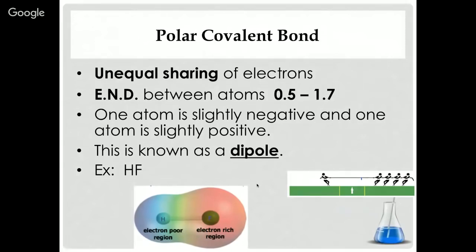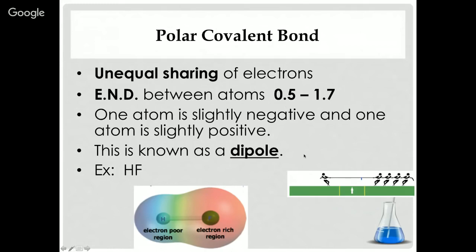A polar covalent bond occurs when there's unequal sharing of electrons. So one atom is stronger, has a higher electronegativity than the other. And the electronegativity difference between those two atoms is going to be greater than 0.4. Now I put 0.5 to 1.7. This is kind of an arbitrary ending. The reality is we don't really care too much about this because once we've identified it as being covalent, we know it's covalent. And if it is greater than 0.4, it has to be polar.